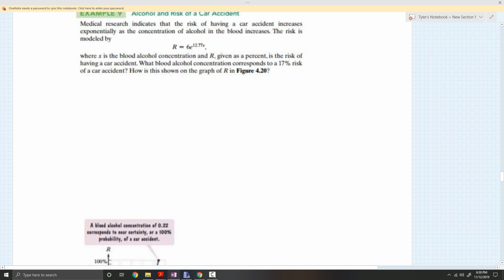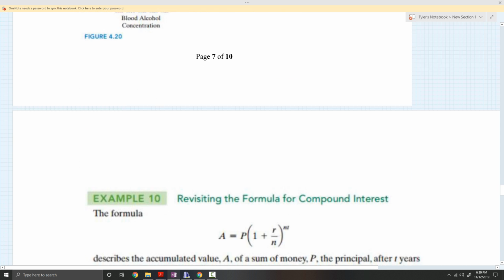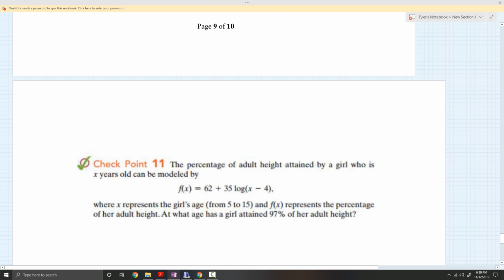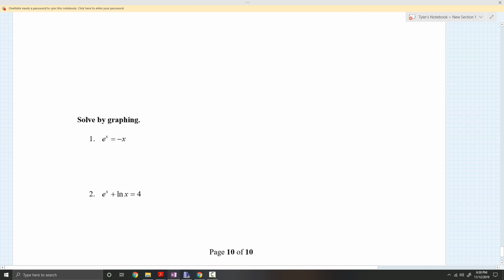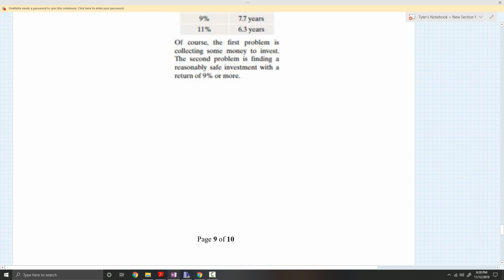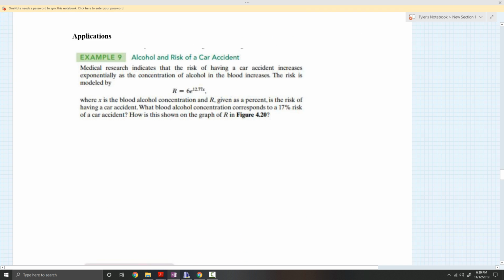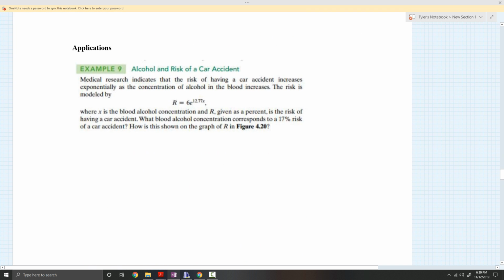All right. So now ready to talk about some applications. I have just two examples left. Oh, I have more than that. All right, we can get through this. The next application problem, example 9, is called alcohol and risk of a car accident. It says medical research indicates that the risk of having a car accident increases exponentially as the concentration of alcohol in the blood increases.